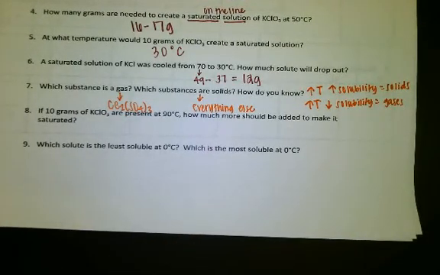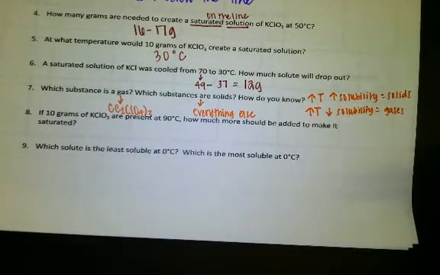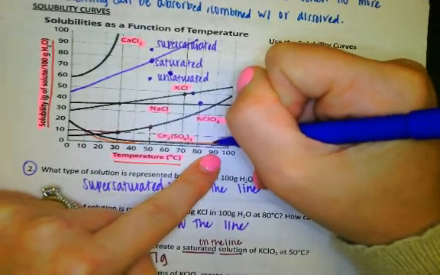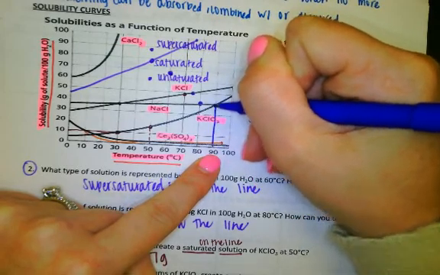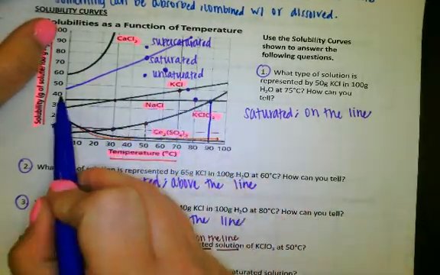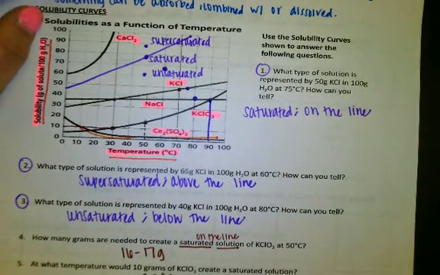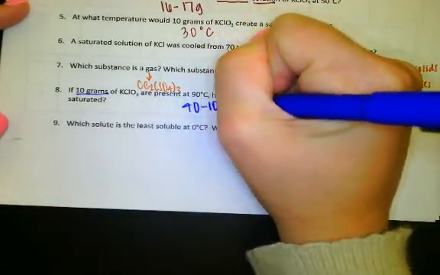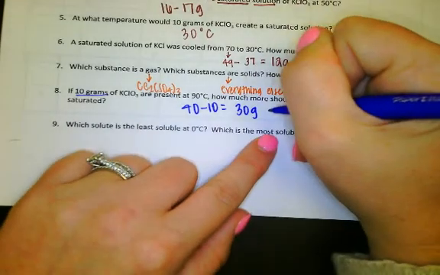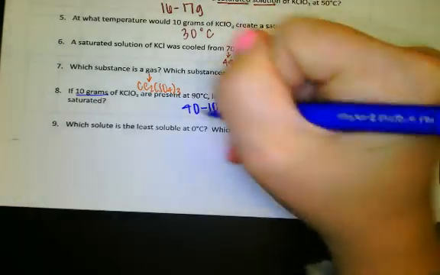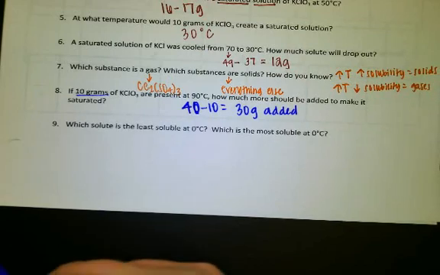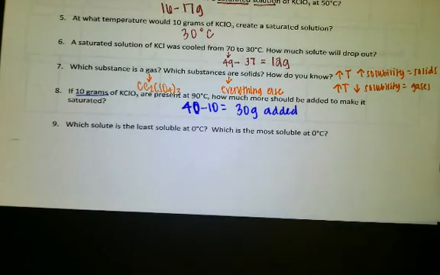All right, number 8. If 10 grams of KClO3 are present at 90 degrees Celsius, how much more should be added to make it saturated? So if we want it to be saturated, that means we want it on the line. So I'm going to go to 90 degrees, and I'm going to go all the way up until I'm on the line of KClO3. And if I go over, that's 40 grams, right? 40 grams is on the line. Well, if it says that 10 grams were already present, 40 minus 10 equals 30 grams that need to be added. Does everybody see how I did that? Does anybody need me to go back over it? Speak now or forever be confused.